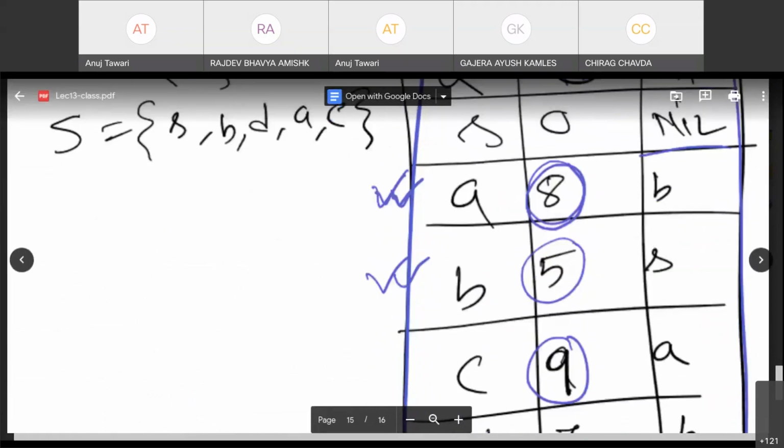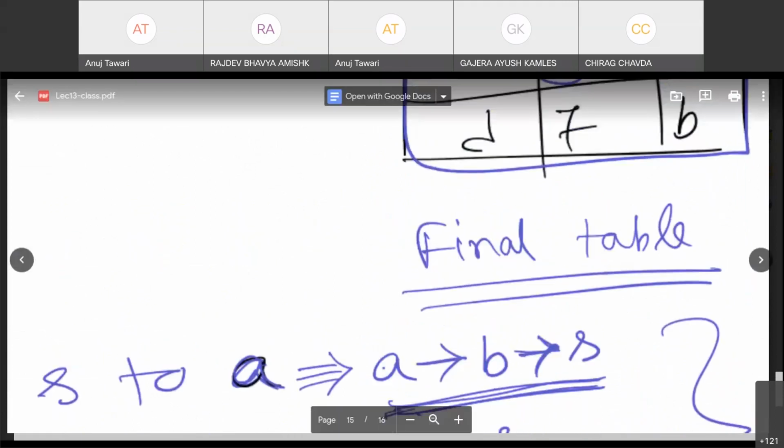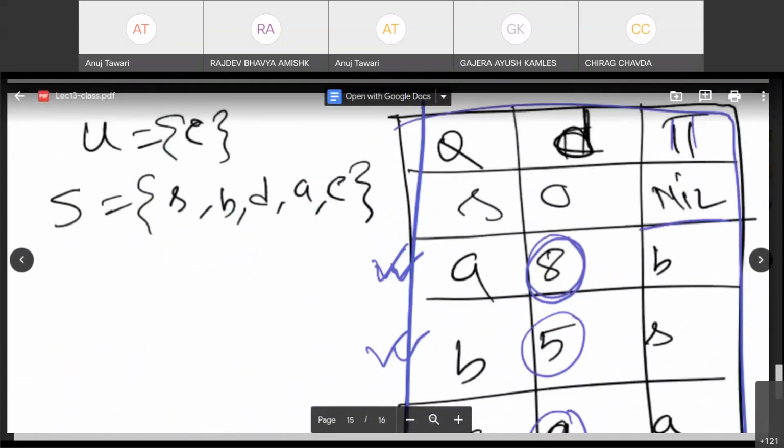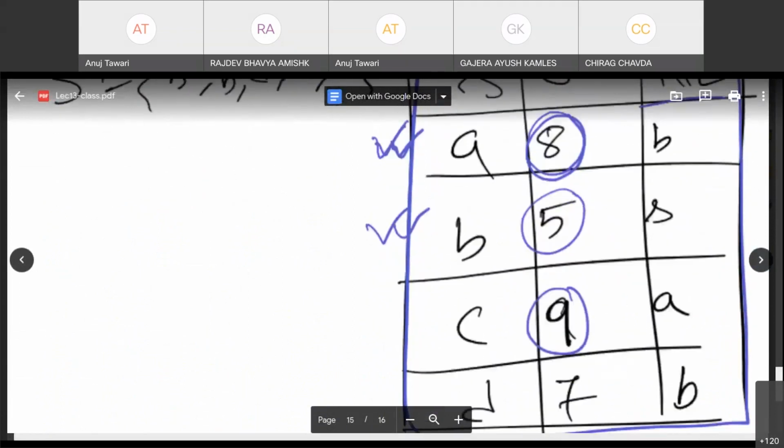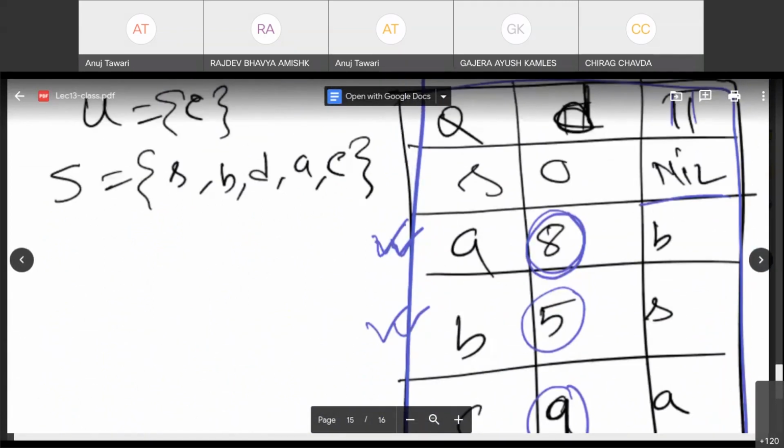We have all these edge weights, and we also get the table, because we have stored these parents here. So let's say I want the path from S to A. The predecessor vertex of A will be B, and the predecessor vertex of B will be S. So I get a path from S to B to A, which is the shortest path.